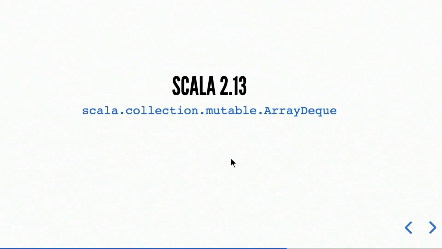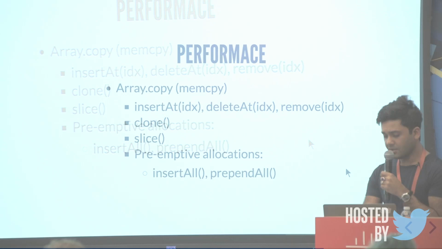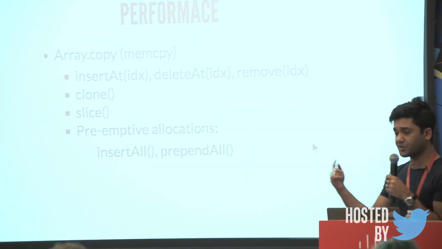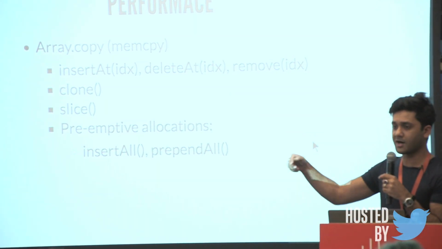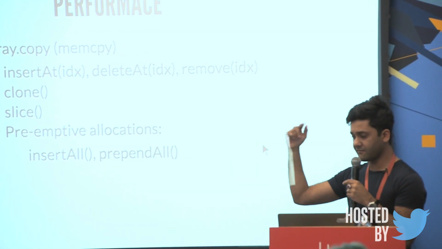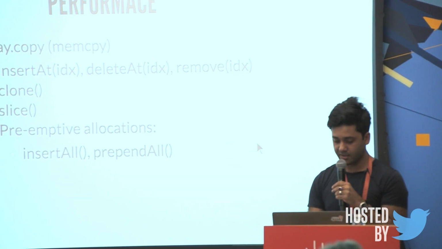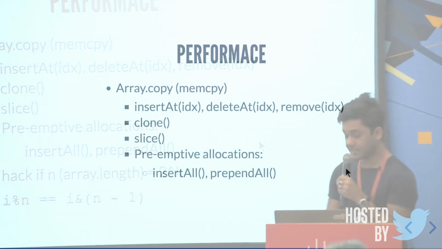Right. So performance, as I said, all the operations bottom out to mem copies. All the complex operations, insert all, delete all, anything slicing and moving. So it's pretty fast. Clone, slice, insert all, prepend all. We do preemptive allocations, which means when you're doing insert all, it doesn't actually go one by one, resize, resize, resize. It actually does a single scan, figures out the optimum final size, and again does a mem copy.